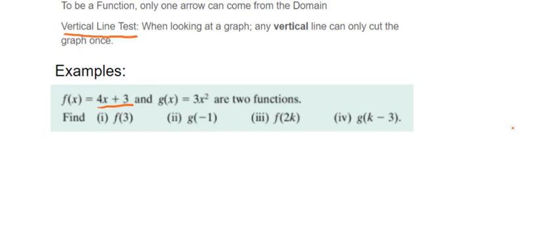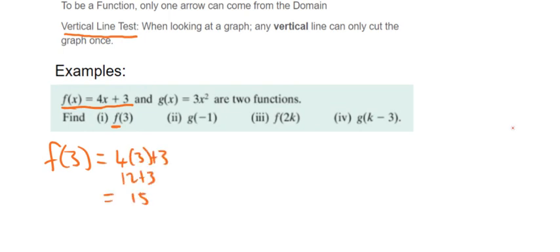First one, f of 3. We're just going to put a 3 in instead of the x in the function f. So just be careful, if it says f, don't put it into g. So that's just going to be 4 times 3 plus 3. So 4 times 3 is 12 plus 3, which is 15. So f of 3 would be 15 there.